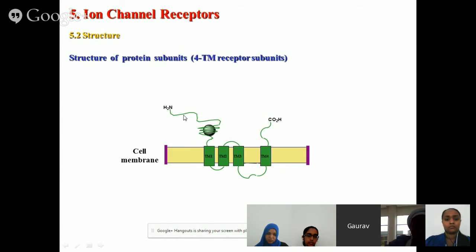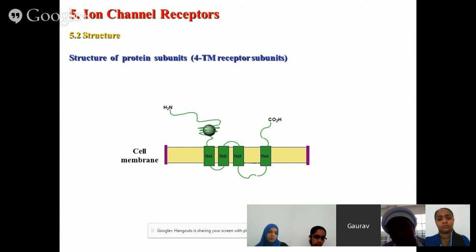One end is always attached with an amine group and the other end is always attached with a carboxylic group. So that is the basic structure of ion channel receptors, and you can see here this is the proper binding site where the messengers bind with the receptors and allow the ion channels to open. So what are ion channels? Ion channels are receptors which allow different types of ions to enter or exit a cell. That's called ion channels.